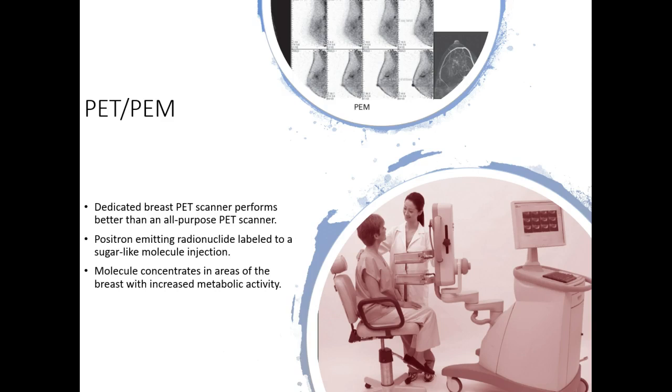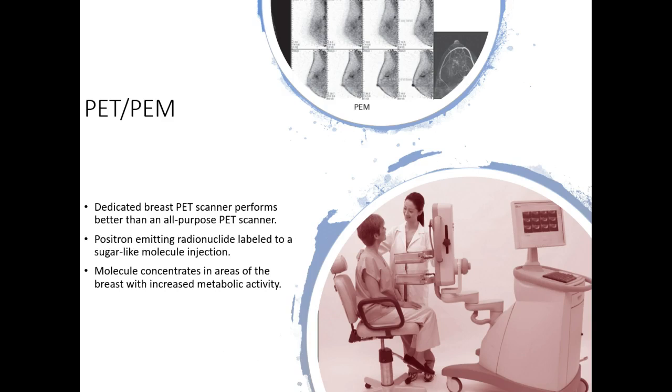PET can be done with a dedicated PET system, as you see here, specifically for breast. This is the better way to go for breast than an all-purpose PET scanner, but there's probably not a lot of facilities that would invest into such a specialized piece of equipment. Breast PET scans can be done on the conventional all-purpose PET or PET CT scanner.